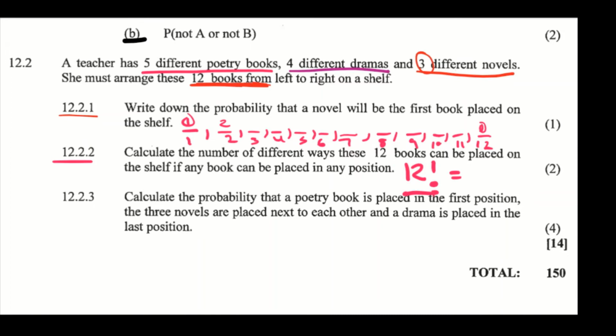What is 12 factorial? I think you're gonna get something like 479,001,600, right? So that would be the answer. So that is the answer for 12.2.2.